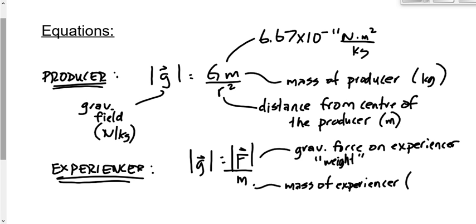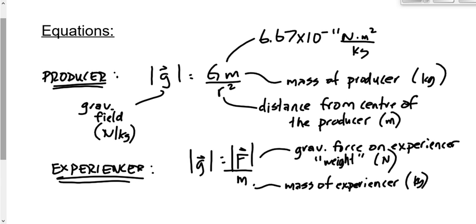And that's going to, of course, be in kilograms. Force is in newtons, mass is in kilograms. And once again, the units for gravitational field would be newtons per kilogram. So, if you know something about what's causing the field, use the first one. If you know something about what experiences the field, use the second one. What if you know something about both?